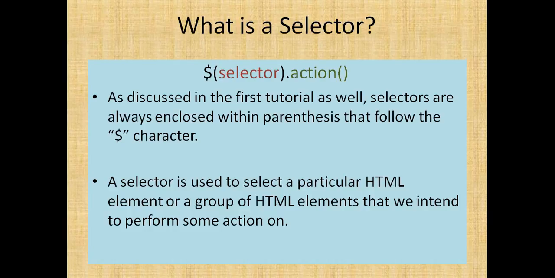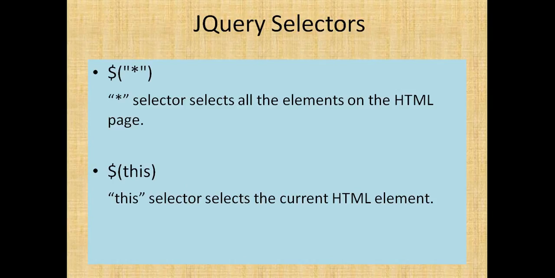A selector, as discussed in the first tutorial as well, is always enclosed within parentheses that follow the dollar character. You can see here a selector is mentioned within the parentheses that follow the dollar character, and then you can perform some action on it. A selector is basically used to select a particular HTML element or a group of HTML elements that we intend to perform some action on. Now let's move forward and look at some of the jQuery selectors.